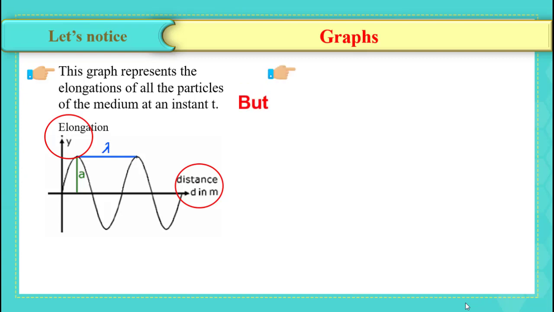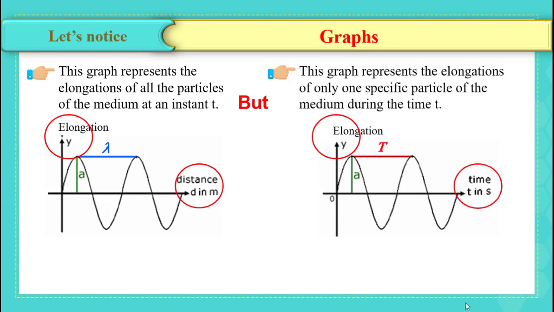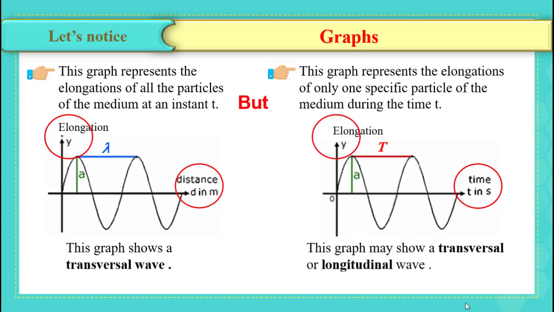In the other form, the graph may show us the variation of the elongation of the particles as a function of the time in seconds. In this case, the graph represents the elongations of only one specific particle of the medium during the time t. And from this graph, you can indicate the value of the amplitude and the period of the wave. Note that the first graph represents a transverse wave, whereas the second graph may show a transverse or a longitudinal wave.